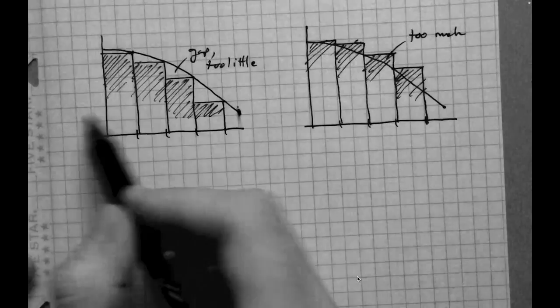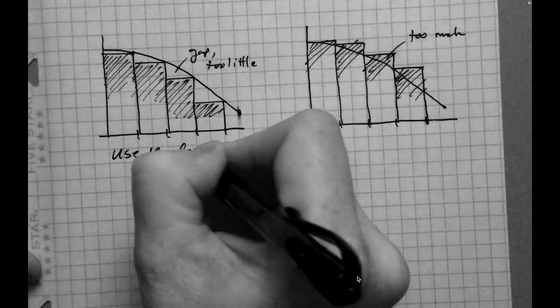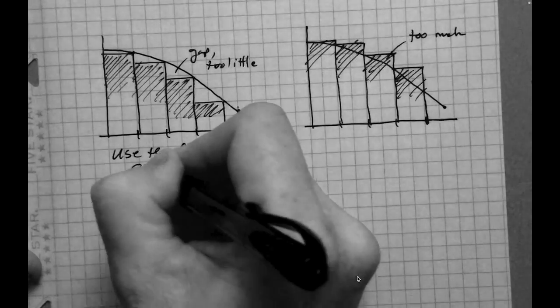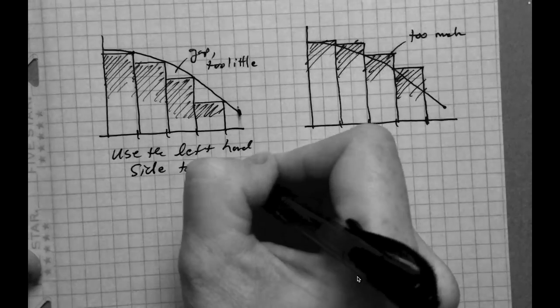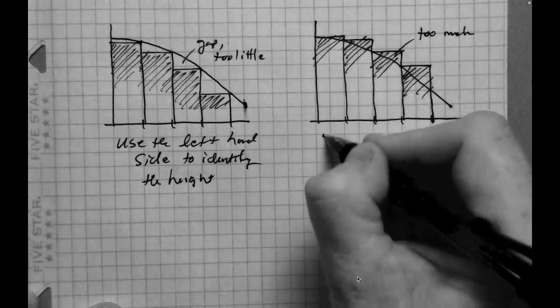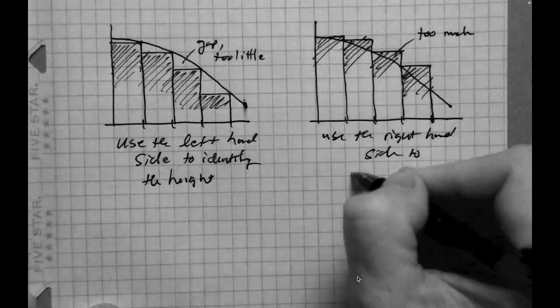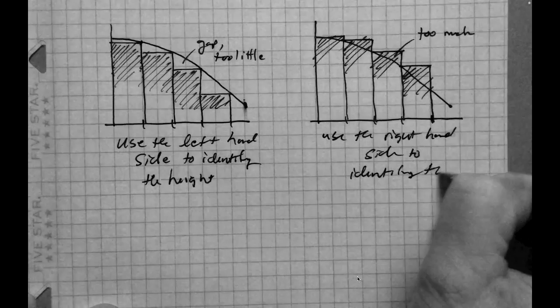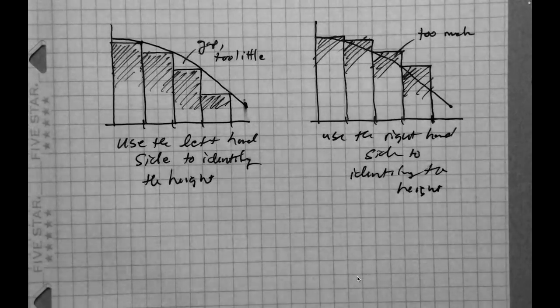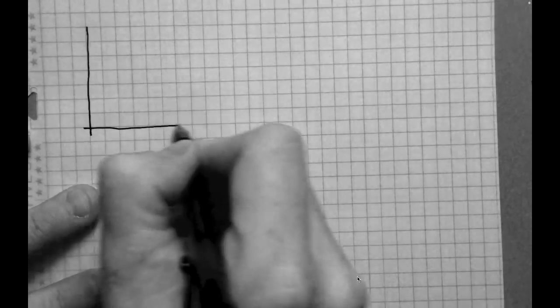So the difference here is that here we're using the left-hand side to identify the height, and here we use the right-hand side to identify the height. Okay, let's draw another picture here and see. I want it to be kind of similar here.